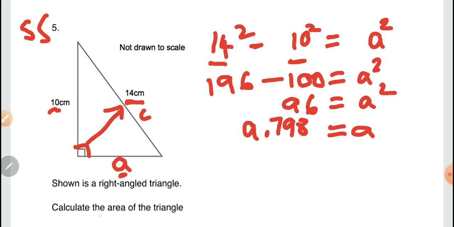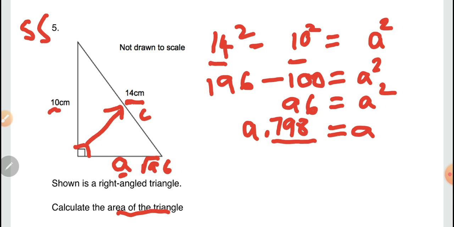But the question says calculate the area of the triangle. So I've just worked out the base. Now to keep my answer accurate, I'm going to use square root of 96 as A. Remember, A was the square root of 96. Because there were a lot of numbers after the decimal, my base, the length here, is square root of 96. That way my answer will be most accurate.